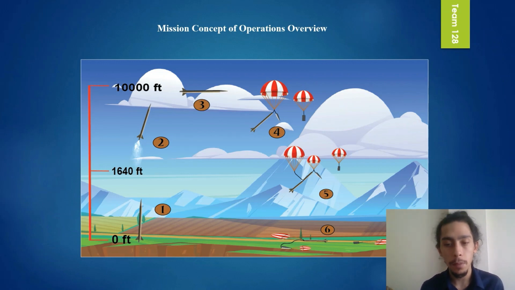There will be a second separation at 1640 feet. The main parachute will come out here. The rocket will descend at 34 feet per second. The rocket will land 188 seconds after the launch. The payload will land 328 seconds after the launch.